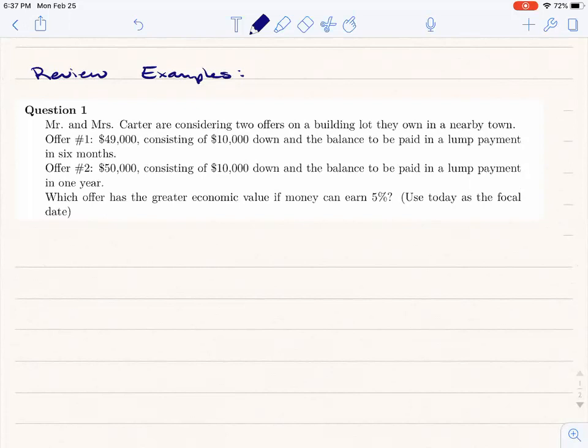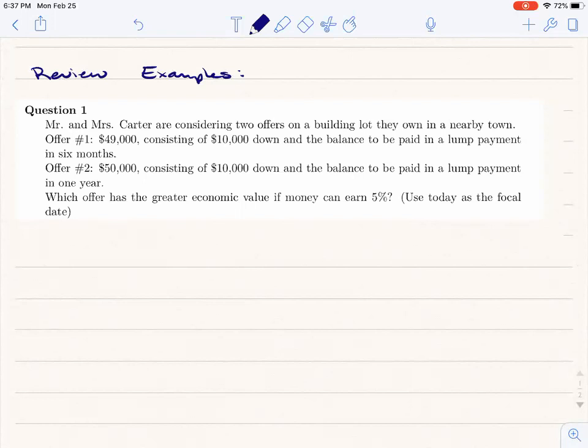So the first example is going to be just calculating some values, comparing the values of two payment schemes, which we haven't done before, but we've done them individually, and so now we can put them together and compare the two.